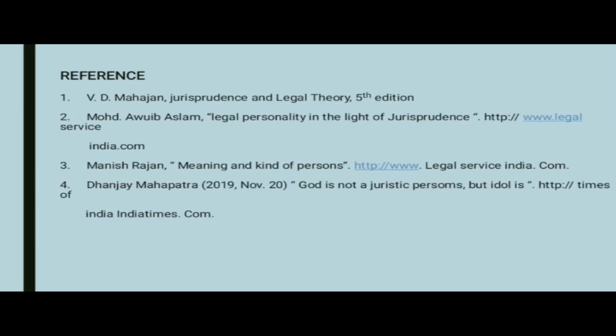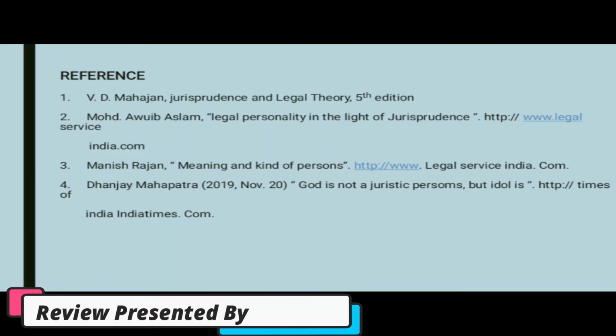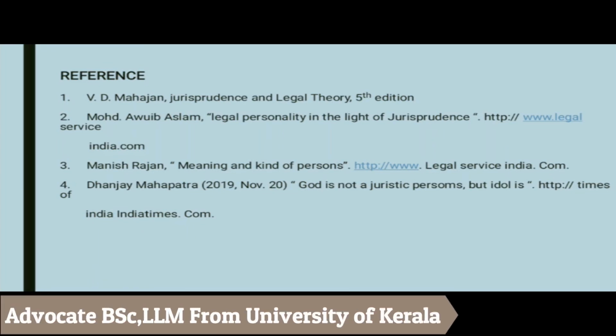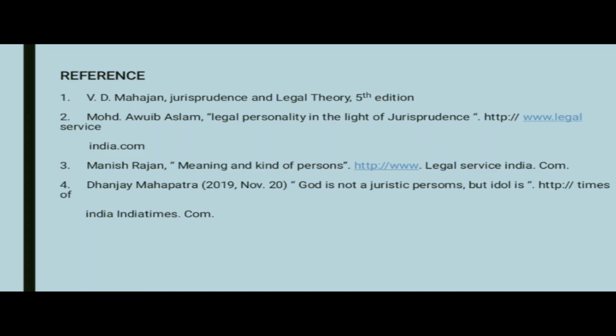These are the references which I have gone through. First one, V.D. Mahajan, Jurisprudence and Legal Theory. Then two articles taken from legalserviceindia.com: first, Legal Personality in the Light of Jurisprudence by Muhammad Aqib Aslam, and second, Meaning and Kinds of Person by Manish Rajan. And fourth one is a Times of India article, God Is Not a Juristic Person, from 2019, related to the Ayodhya case verdict in 2019. You can go through these articles for further details.